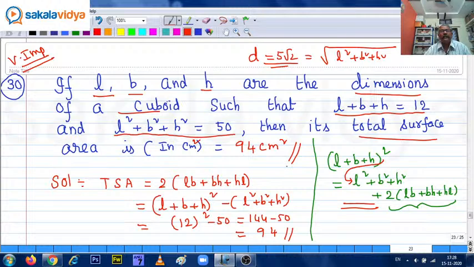I hope the 30th question is very, very important. Please keep this problem in mind. So this is an application of mensuration with algebra. Algebra is connected to this mensuration chapter.